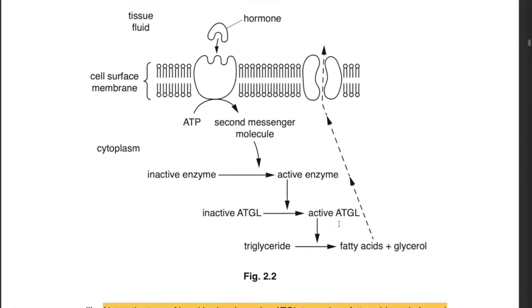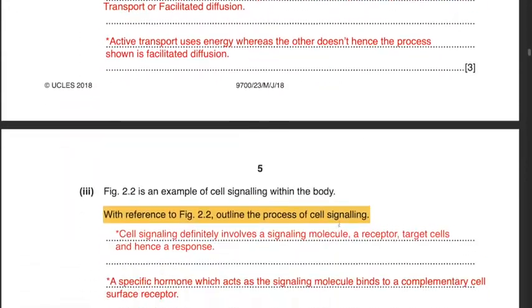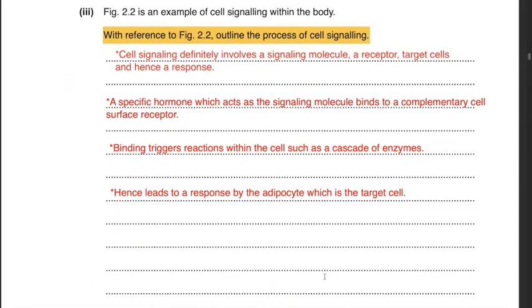Therefore, how do you explain this cell signaling process? Well, you should mention cell signaling definitely involves a signaling molecule that in this case is a hormone. Then it does involve a receptor, target cells, and hence finally a response. Therefore, how do you outline the process? Well, you should mention a specific hormone which acts as a signaling molecule binds to a complementary cell surface receptor. Specific hormone which acts as a signaling molecule will give you 1 mark. Binds to a complementary cell surface receptor, another mark.